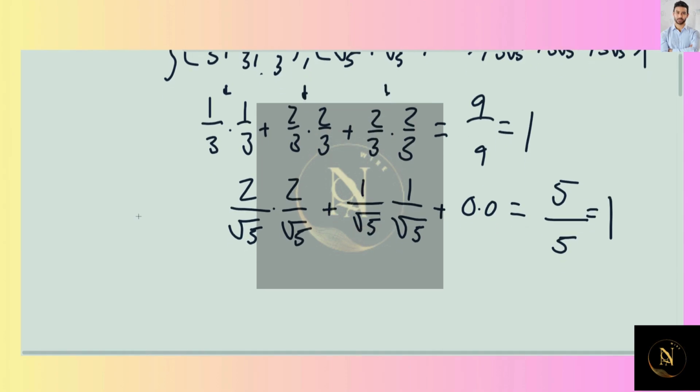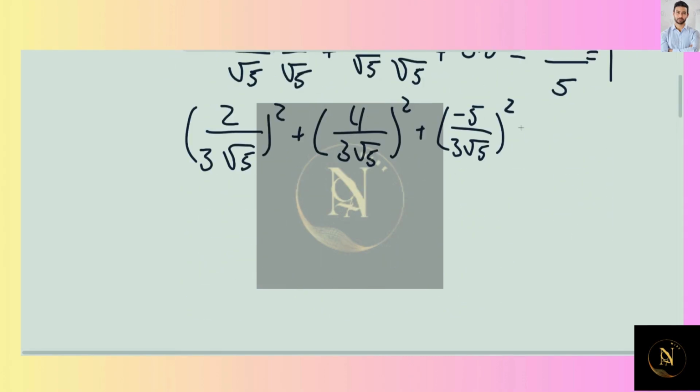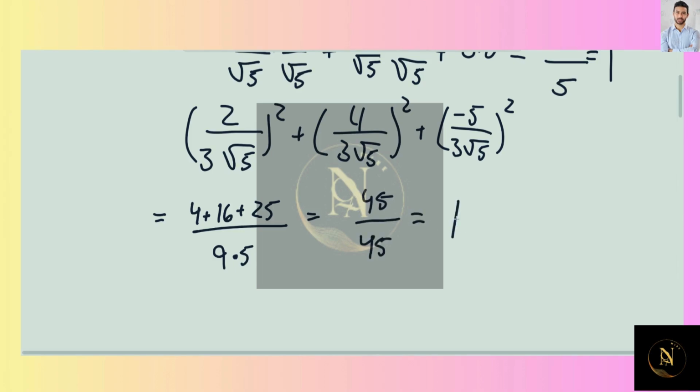Okay, now the final vector is 2 over 3 root 5. This is the other way we can do this. We can just square it. Plus 4 over 3 root 5 squared plus negative 5 over 3 root 5 squared. We ran out of space, so we'll do equals on the next line. So what's the denominator going to be? It's going to be 3 root 5 squared. That looks like 9 times 5, or 45. And up top, we're going to get 4 plus 16 plus 25, that looks like 45. Hey, the bottom also looks like 45, and that's a 1. So great. Everything is normalized.